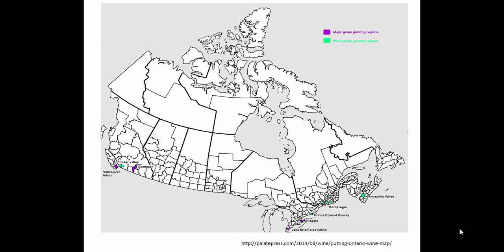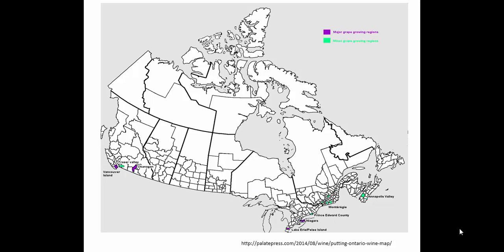Here we have a map of Canada, and this is just to quickly show you that grapes are in fact grown in several provinces in Canada. In the center of the map, just to the east and south of the three largest Great Lakes, you can see the purple wine growing regions of Niagara and Lake Erie Pelee Island.